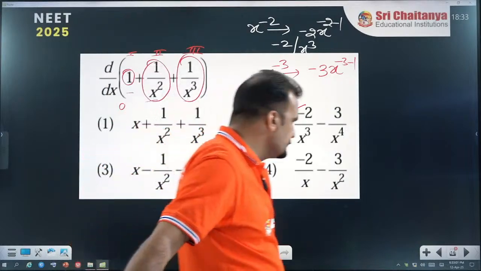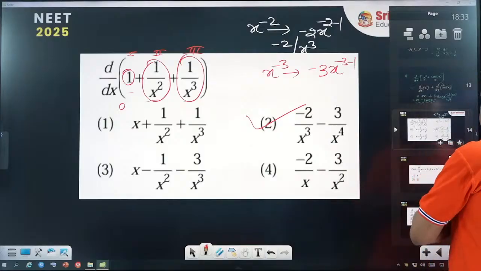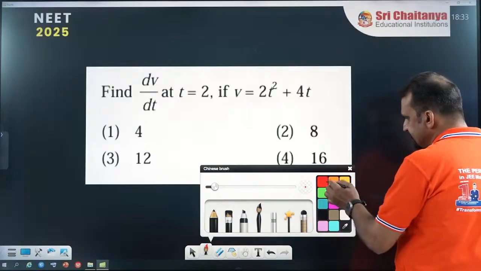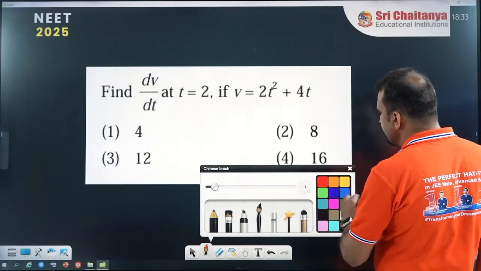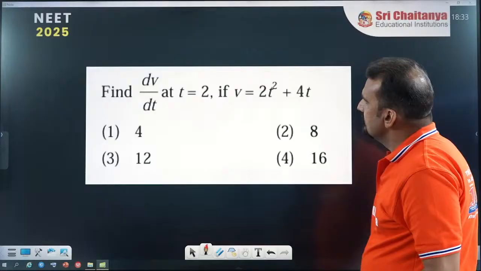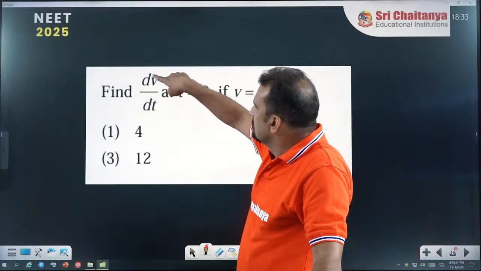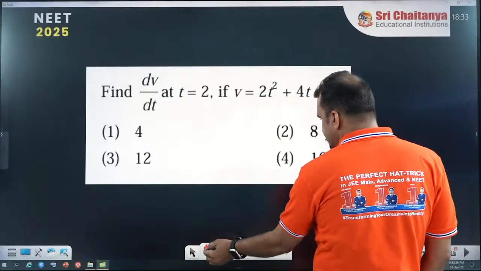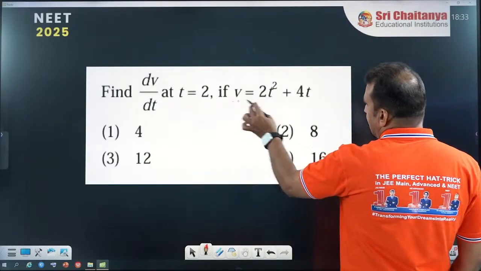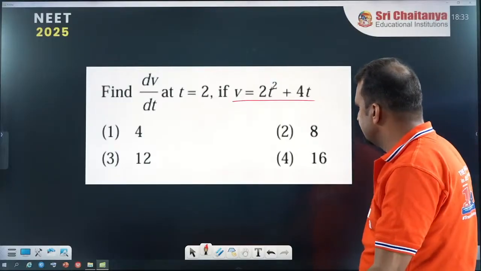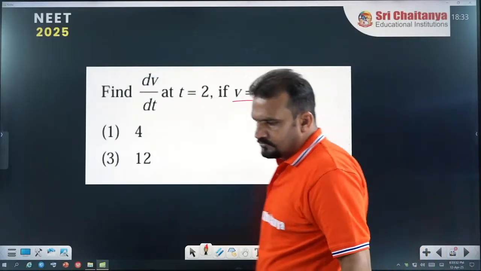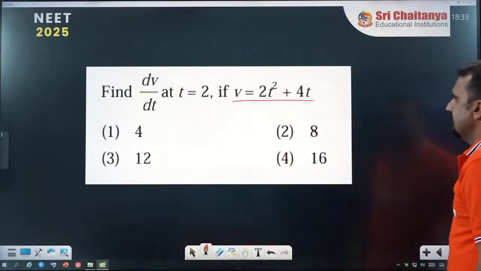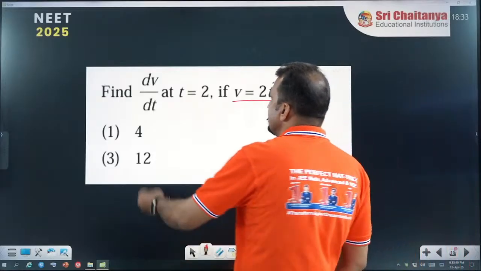So let us do some more questions on differentiation only. Let's take this question. This question is directly taken from our physics PYQ, with just one difference. Here we have to find dv by dt. V is given as 2t square plus 4t. V is for velocity, which we will discuss in a later part of physics. The function is given, v equal to 2t square plus 4t. What you have to find out is dv by dt.